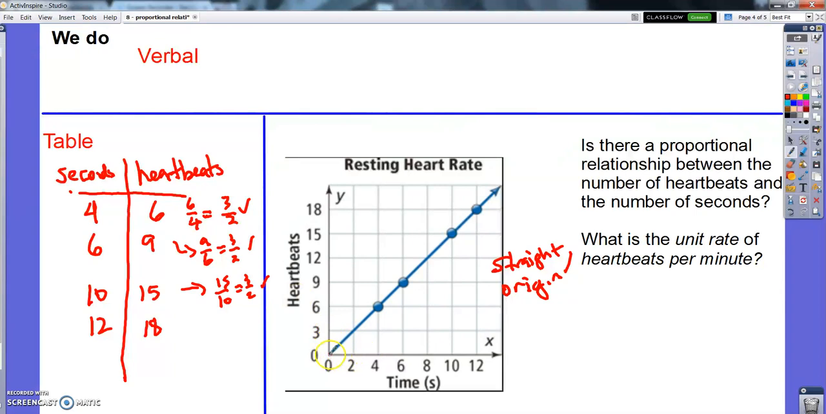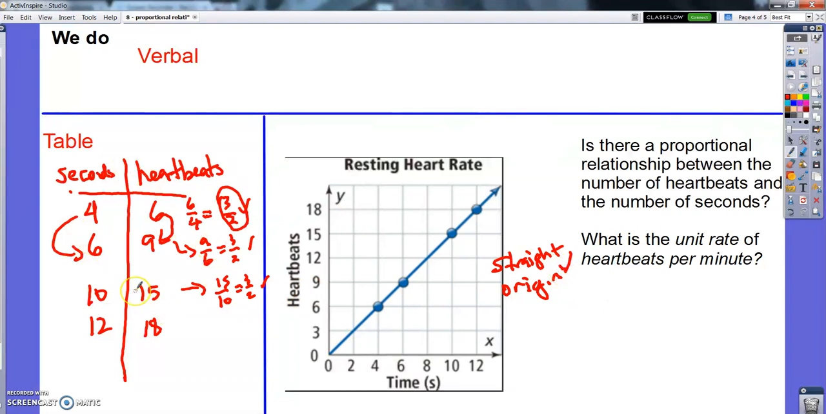Every time 2 seconds go by, that's the 2, 3 heartbeats happen, that's the 3. So you just find your intervals there. Every time I do 2 here, I do 3 here. That's where this constant of proportionality comes from. It's the ratio in which they're going up. All right, so we know all that.